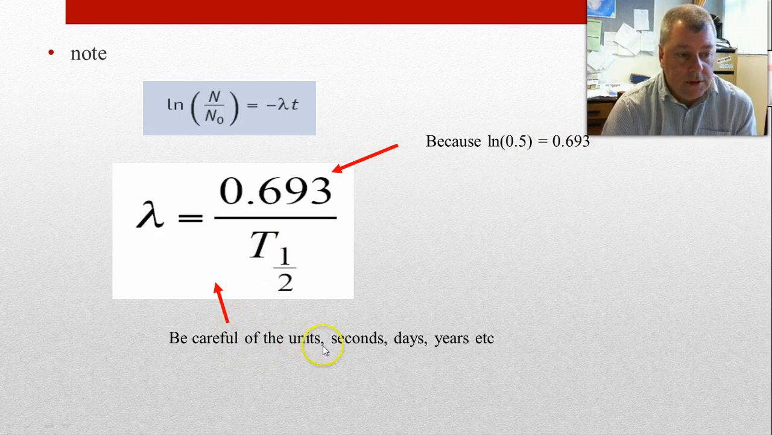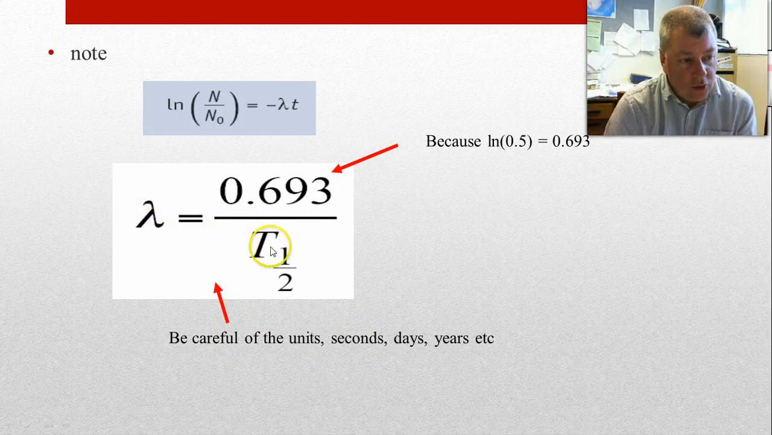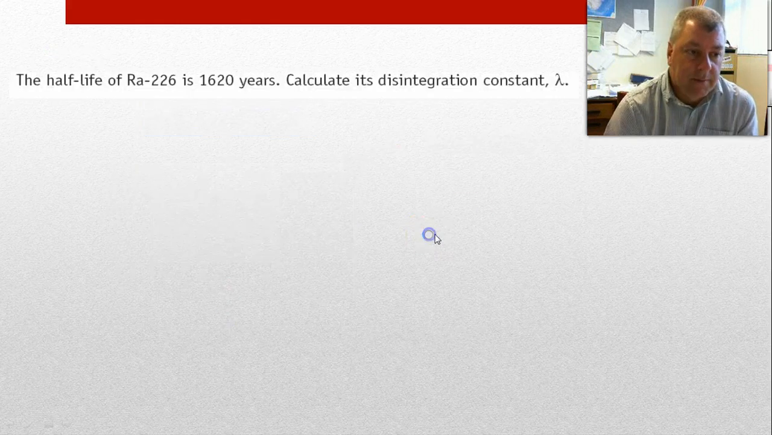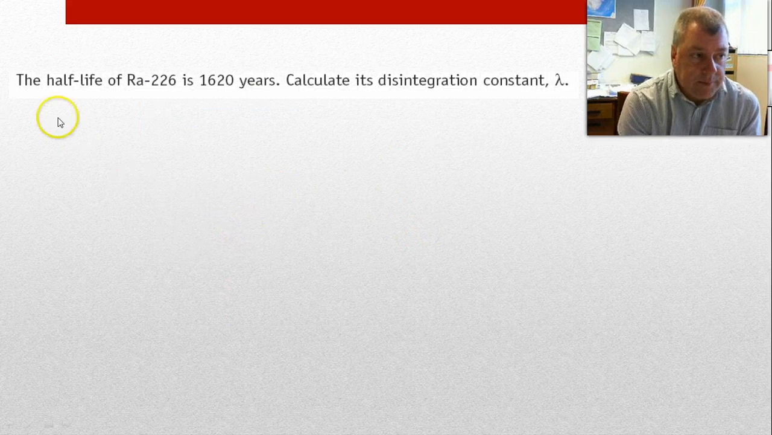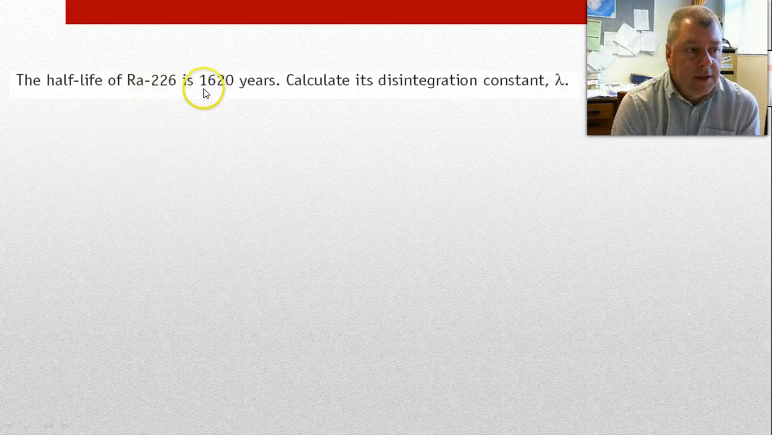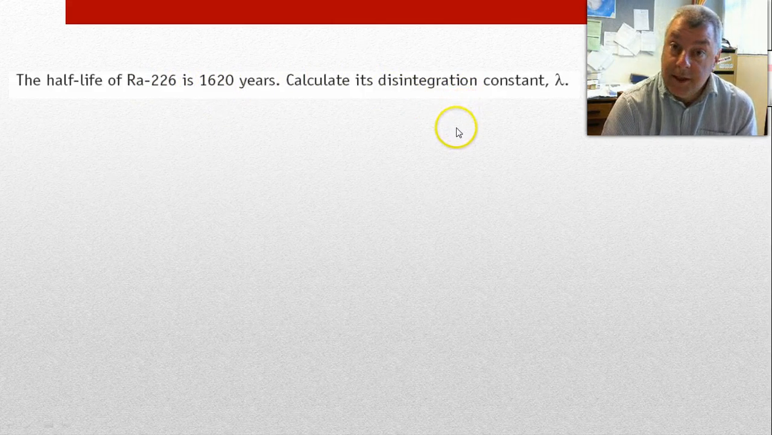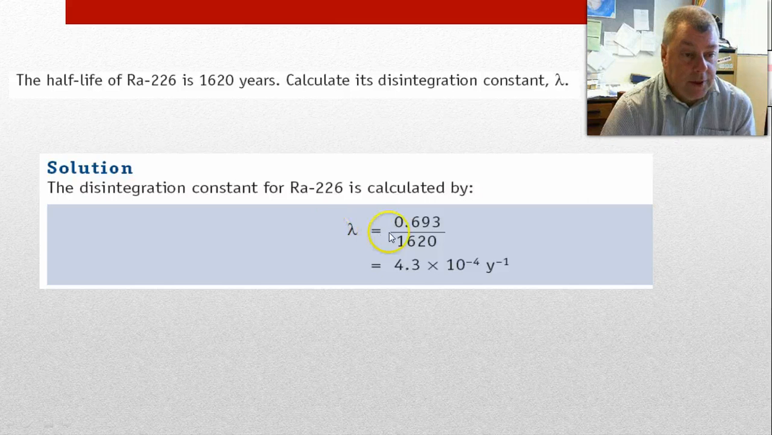Now be careful of the units. Whatever units you put in here, more commonly into the half-life, will be the units of the decay constant. So if you put in seconds, you get a decay constant per second. If you put in days or years, you get a decay constant per day or per year. So you have to be careful about what you're putting in. Let's do an example. The half-life of radon-226 is 1,620 years. Calculate its disintegration constant, sometimes referred to as its decay constant. Putting the numbers in, notice that we get the decay constant per year.